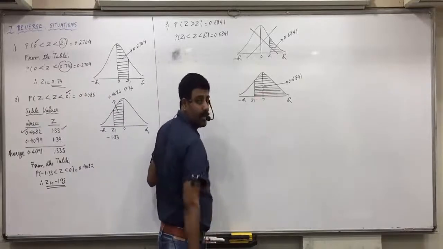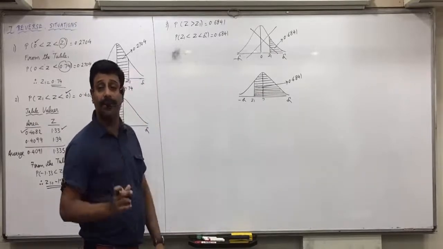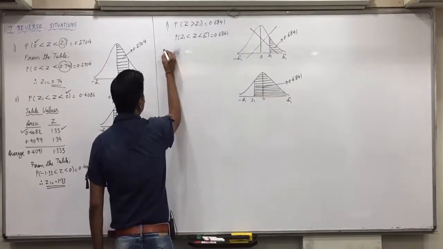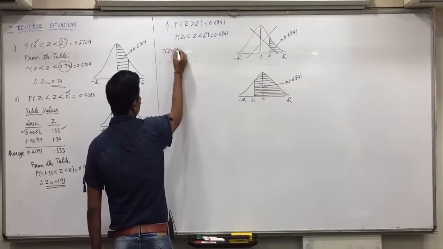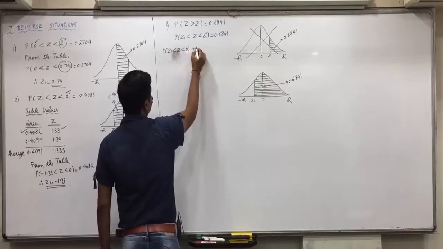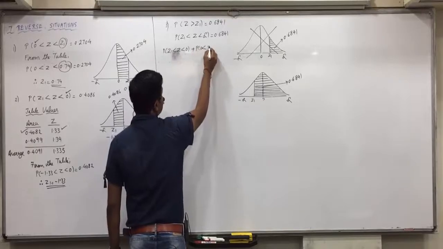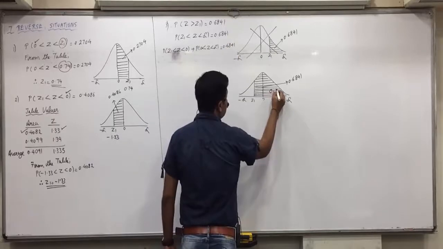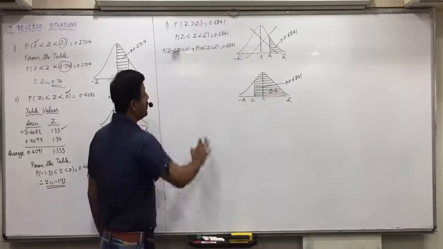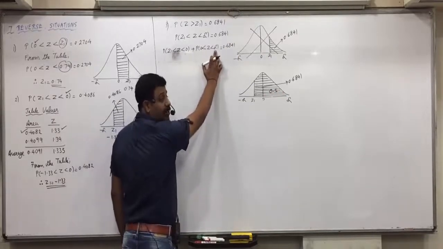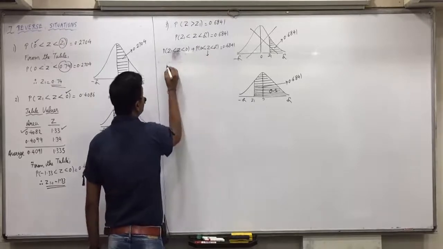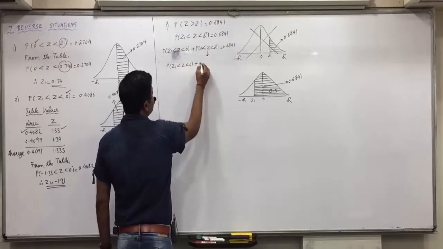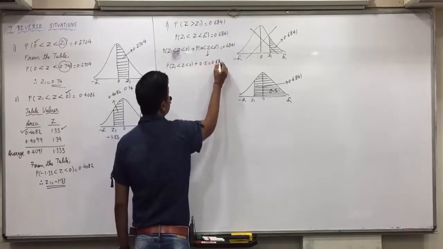Shading on two sides means sum or difference. Sum of these two areas. Can I write the sum of two areas as P(Z1 less than Z less than 0) plus P(0 less than Z less than infinity) is 0.6841. Now we know that the right side is 0.5. Means this area, 0 to infinity, we know is 0.5. This is known. So can I write P(Z1 less than Z less than 0) plus 0.5 is 0.6841.